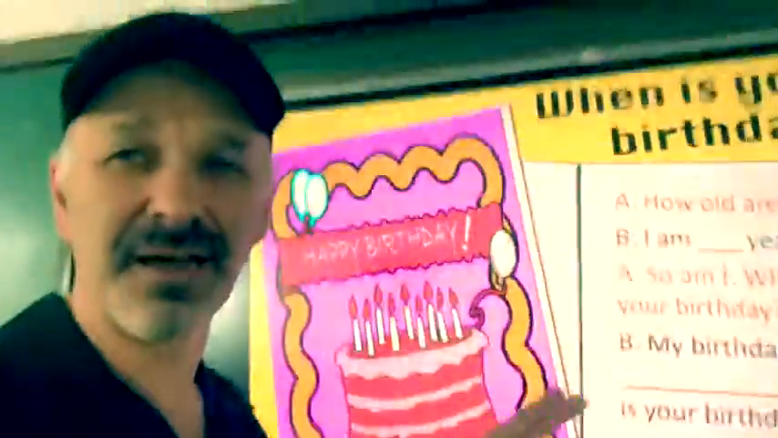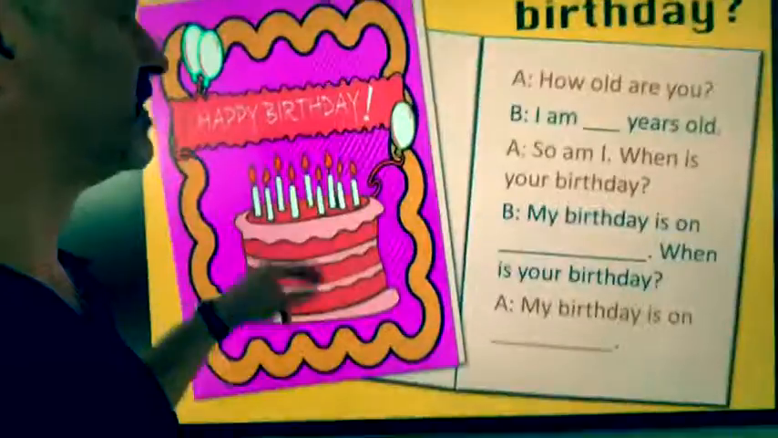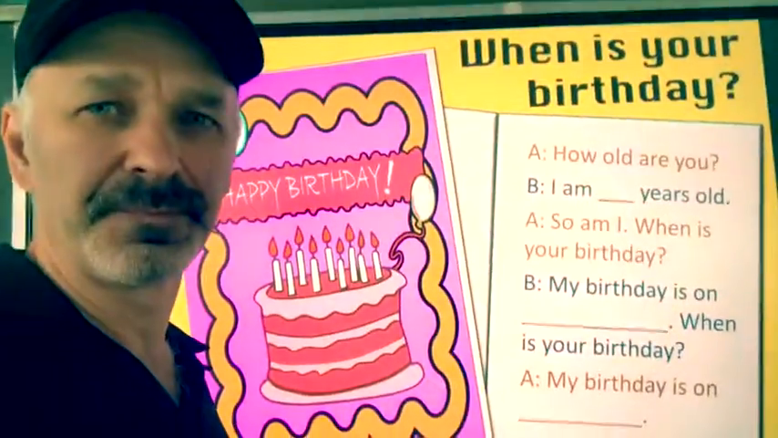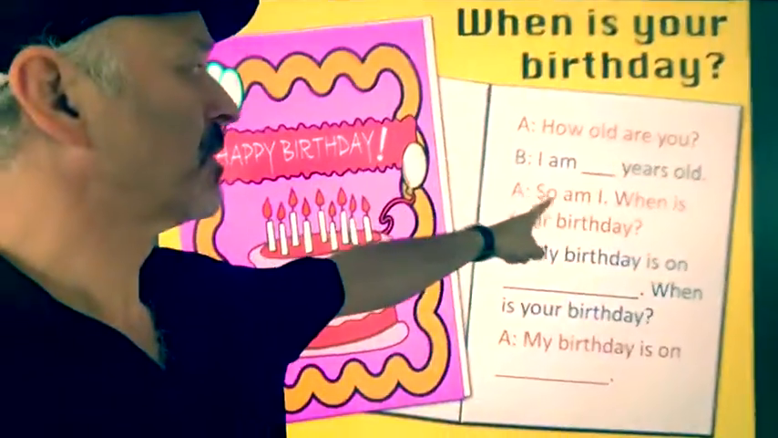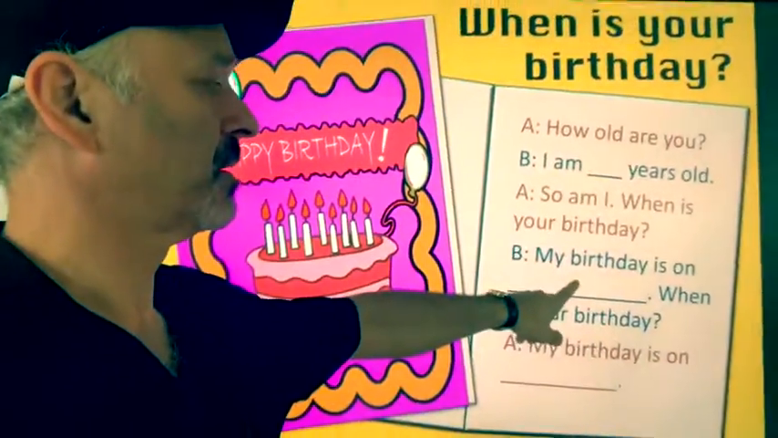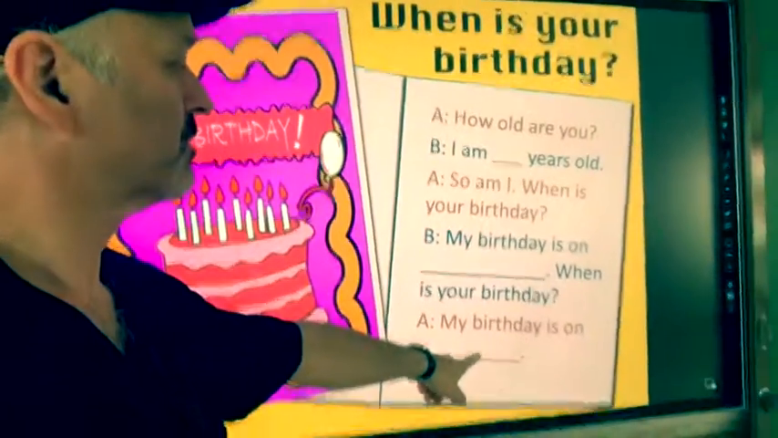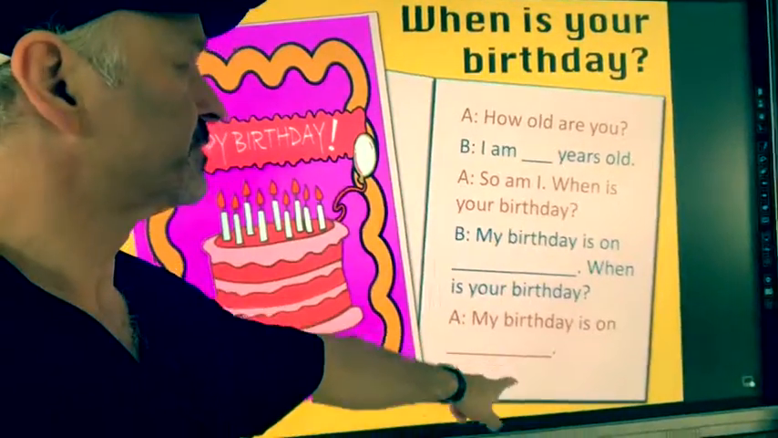It's based on ESL Library's lesson plan on when is your birthday. And, how old are you? I'm 18 years old. So am I. When is your birthday? My birthday is on September 5th. When is your birthday? My birthday is on March 19th.